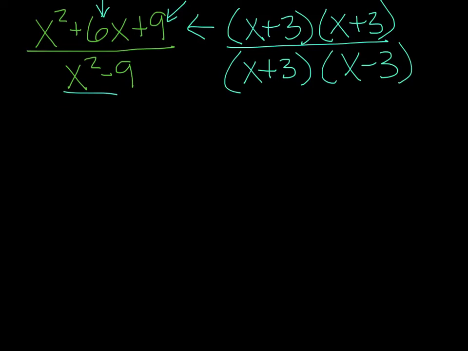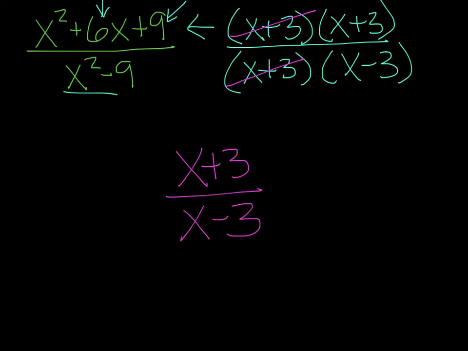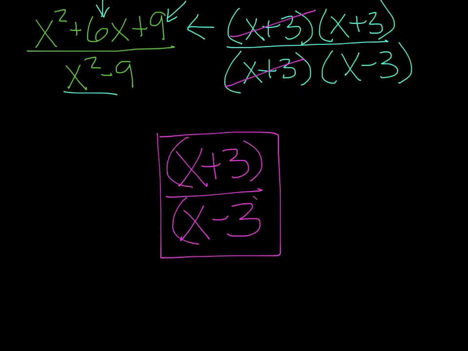Now that it's fully factored, one group of the x plus 3's can cancel out from top to bottom. And our final answer is going to be x plus 3 on top and x minus 3 on bottom. Notice that I'm not crossing out these x's or the 3's because they're part of groups. You can put the parentheses in your answer if it makes you feel better. Can't cross out through the groups, only whole groups themselves.